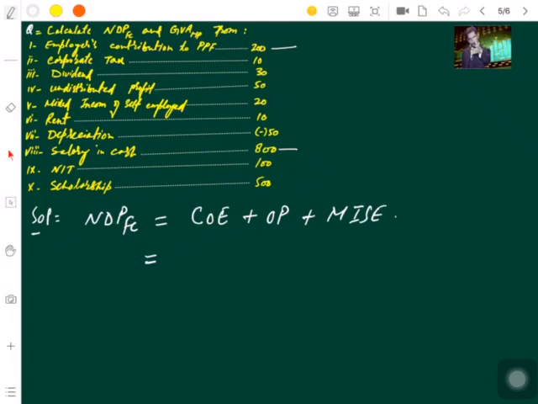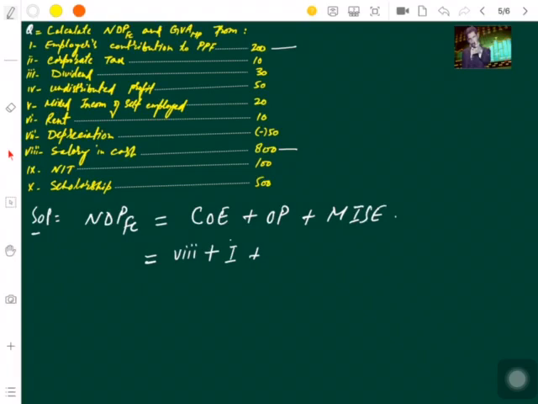Rent is part of operating surplus. Corporate tax, dividend, undistributed profit are also part of operating surplus, and mixed income of self-employed is a different part. First we will take these two things: salary in cash plus employer's contribution to Public Provident Fund.